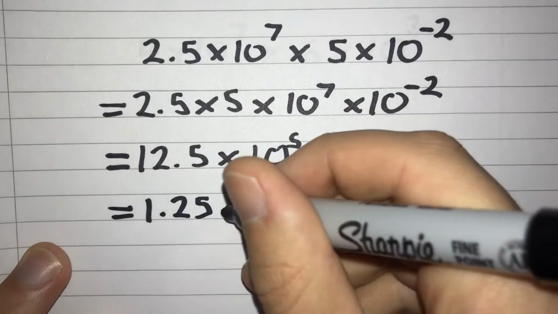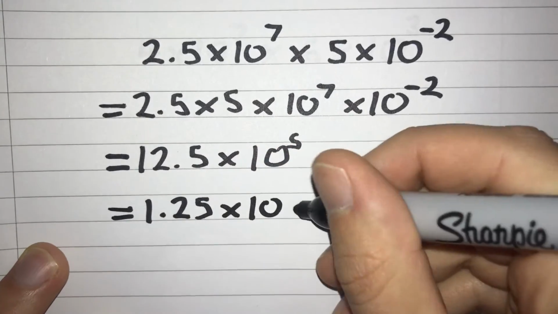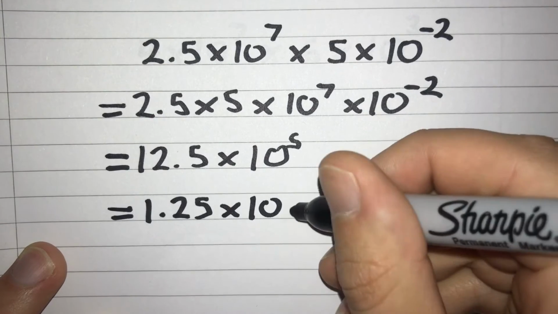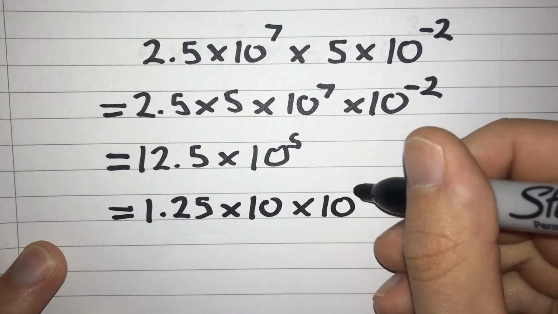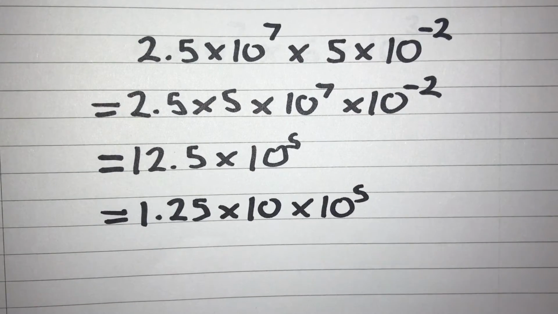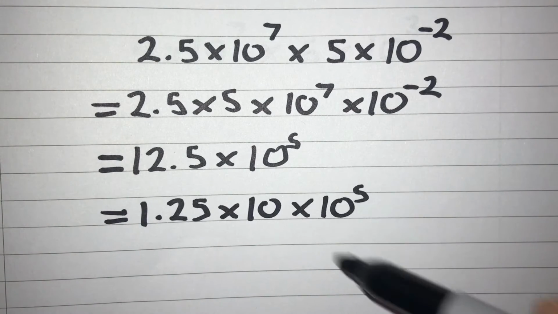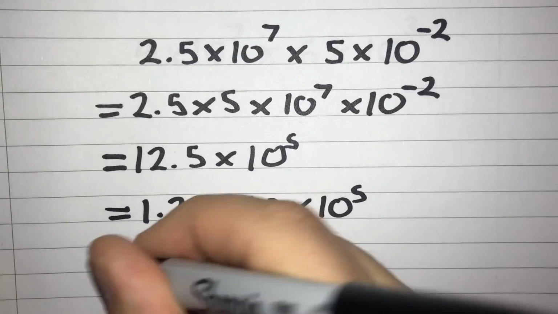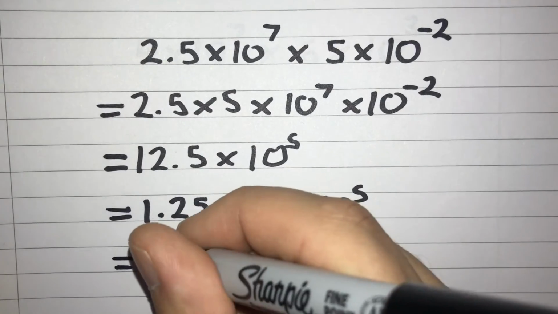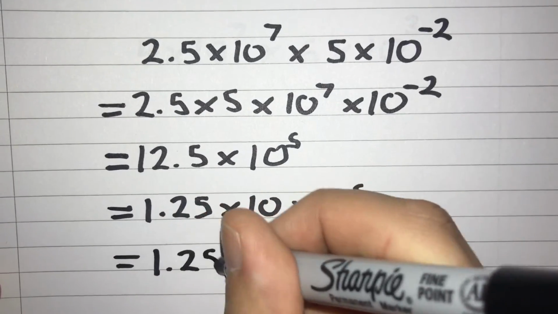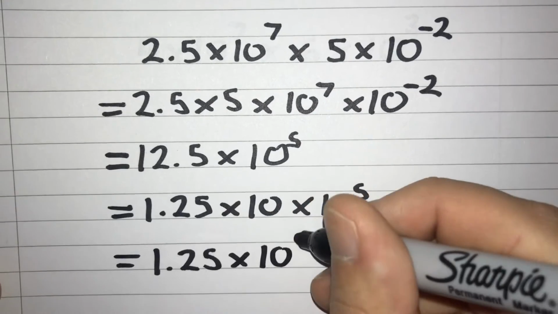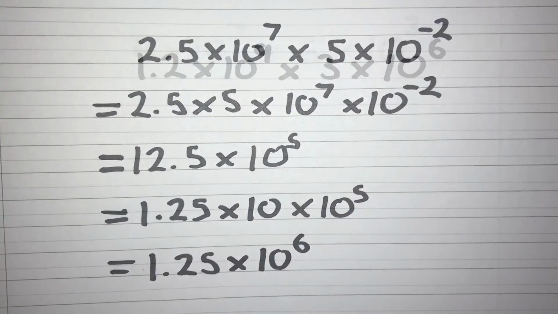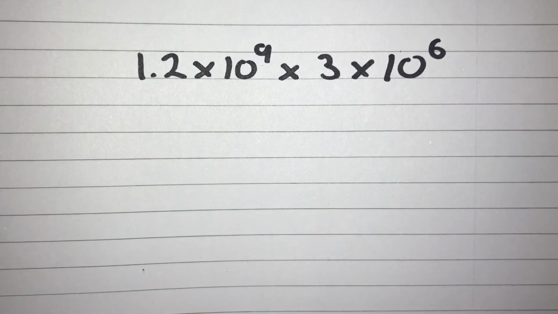And then to balance it out, we've got to, of course, multiply by 10. So that way we're getting the same number overall. And then this 10 times 10 to the power of 5, well, that's just another 10 multiplied by this power of 10 that we've already got. So we'll end up with a 10 to the power of 6. So our final answer, 1.25 times 10 to the power of 6. Okay, there'll be a couple of questions now for you to have a go at.